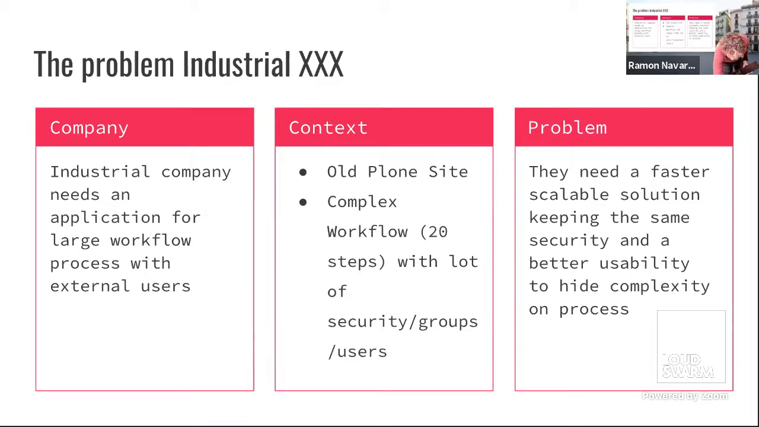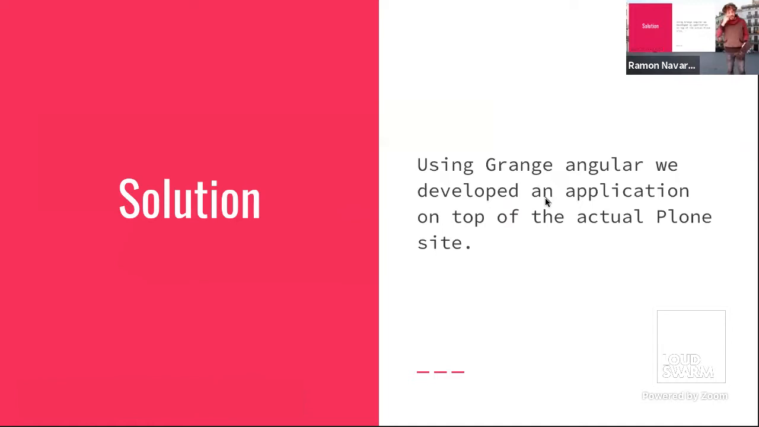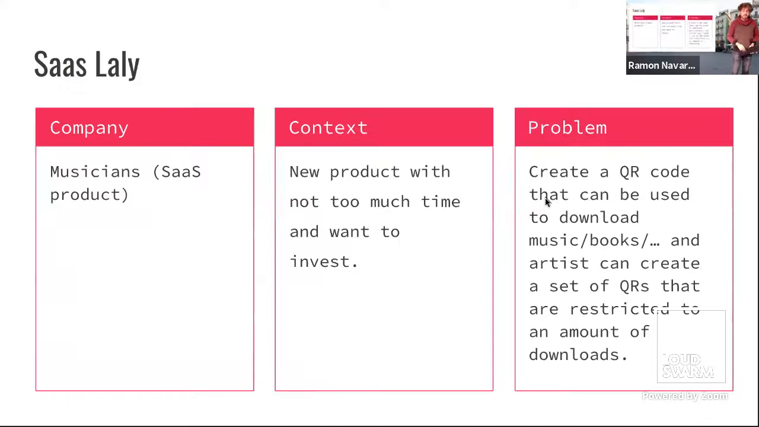This is another project that was a Plone side project that we've been having for a long time. Complex workflow, more than 20 steps, a lot of security for the industrial world. And in this case, we didn't use Guillotina, but what we used is Grunge, a good application that allows us, with Angular, to provide a nice UI that's easy to use for industrial environments with lots of numbers, lots of tables, a lot of columns, a lot of security, a lot of information. So we ended up with a Grunge application on top of Plone without any problem.